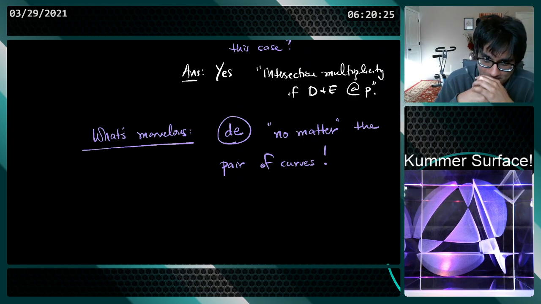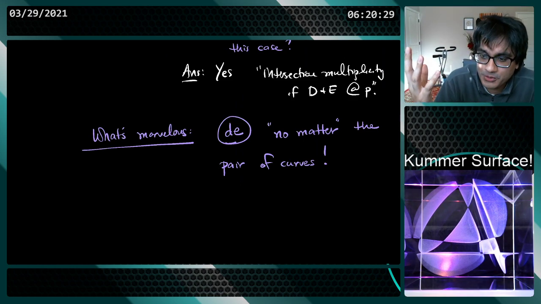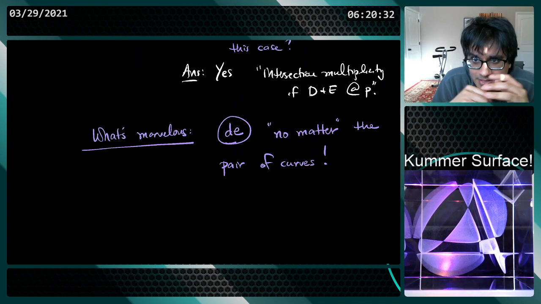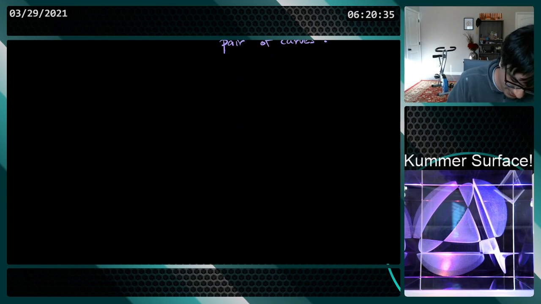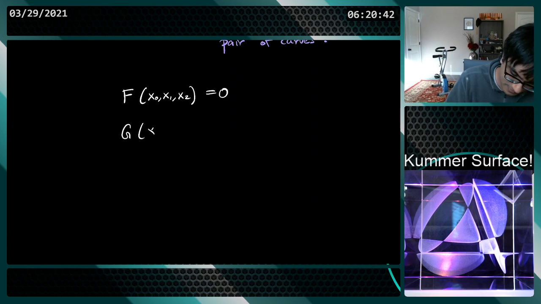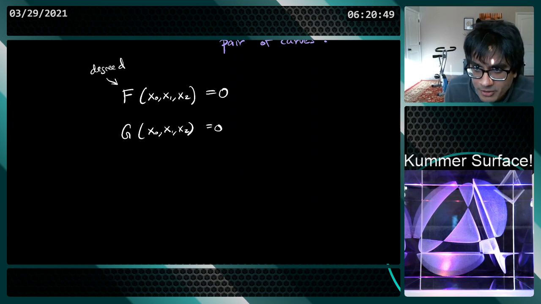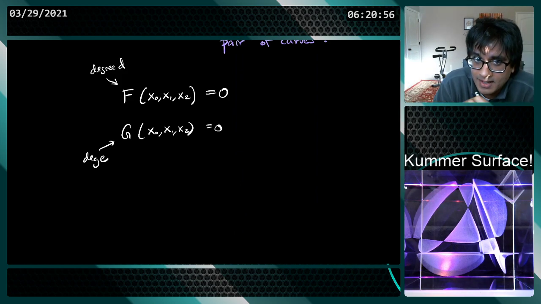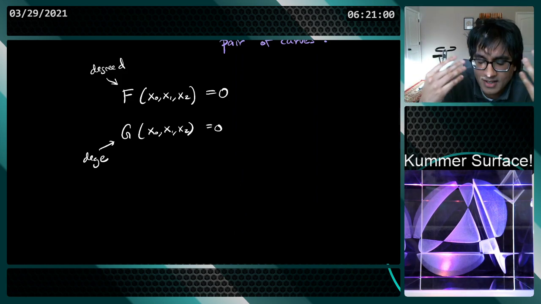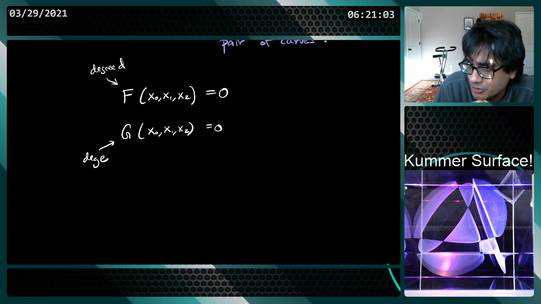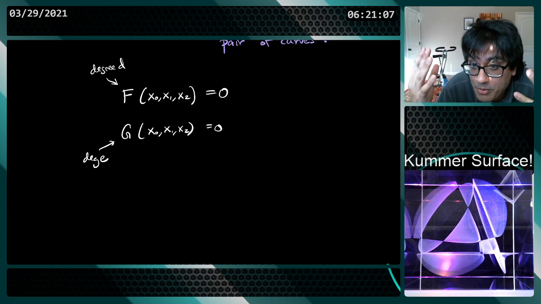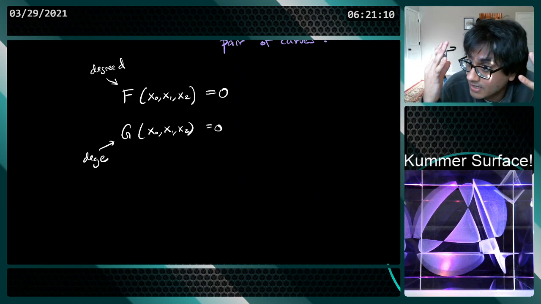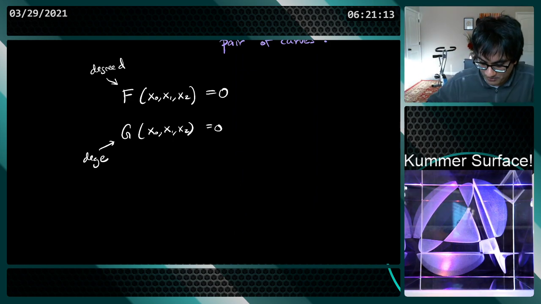Let me tell you why this is marvelous. Suppose you had to solve some simultaneous system of equations, where this was some degree D homogeneous polynomial, and this was degree E. And each one defined, let's say, a smooth, irreducible curve. And you were asked, how many solutions does this system of equations have? A classic problem in enumerative geometry.